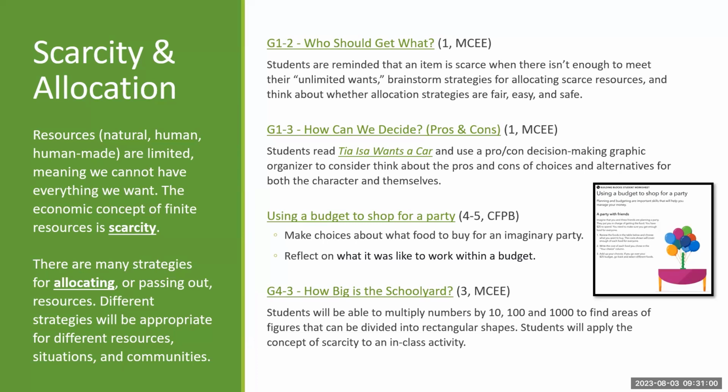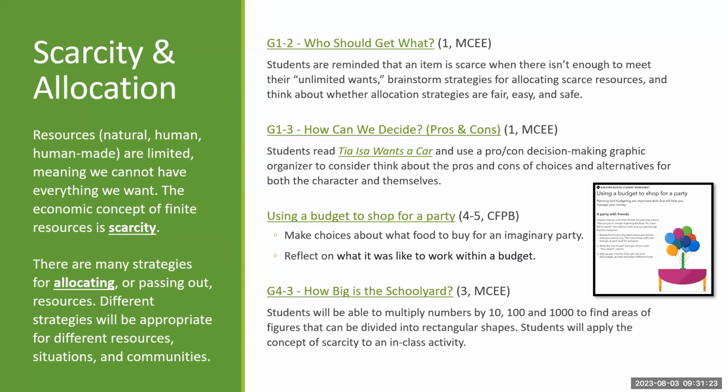So that's great. Using a budget to shop for a party is aimed a little bit more towards older students. You can see a little graphic of it there. But this is a really popular open-ended kind of question. We're having a party. We have a list of foods for this imaginary party, and all of the foods have a price. This is your budget.